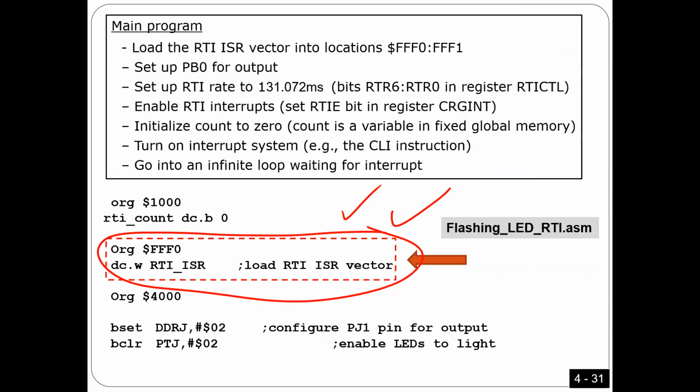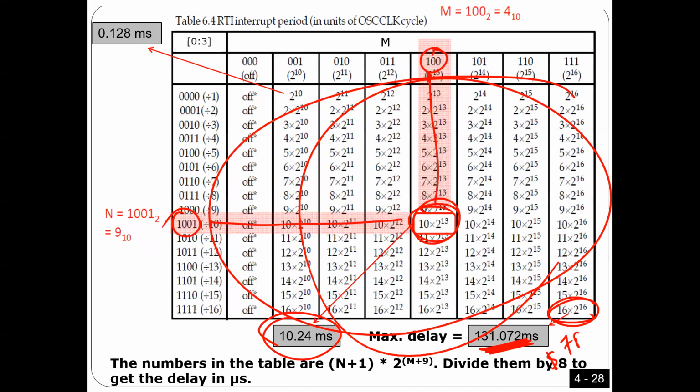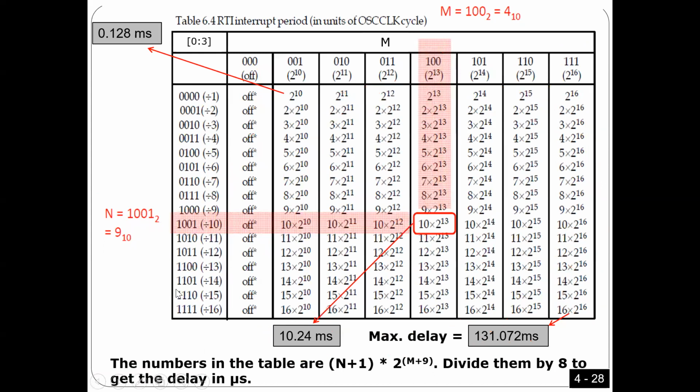Why? Because if you look at the table here, 1 second is a very long time for microcontrollers. The maximum delay you can get, the longest time out you can get, is only 131 milliseconds. You cannot get more than that. Again, because 1 second is a very long time.